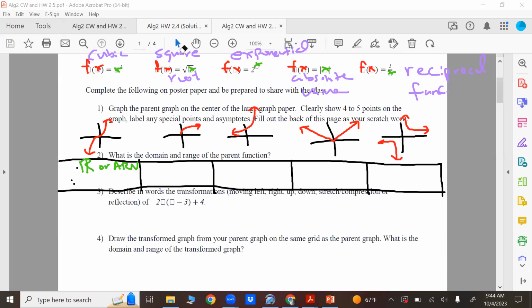Well, let me write this a little more neatly. So domain and range. And again, that's going to be all real numbers, or ℝ.